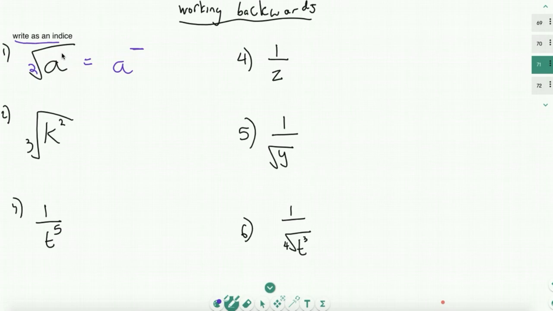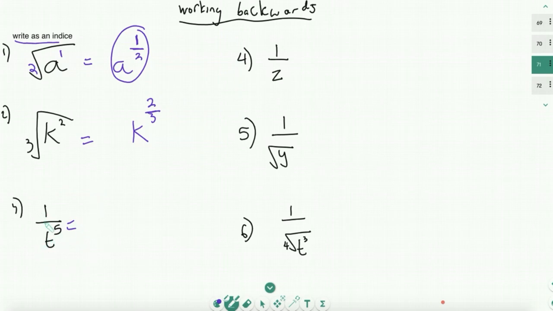And is a being powered by anything? No, it's being powered by 1. So our answer is going to be a to the power of 1/2. This one here, well, there's k. I see a root and a power. This has to be a fraction indice. Well, k is being powered by 2. So a was being powered by nothing, so it's going to be an invisible 1. That's why 1 is our numerator. And square root means 2, so 2 is our denominator. And so we're powering k by 2, and we're rooting it by 3. And that's our answer.